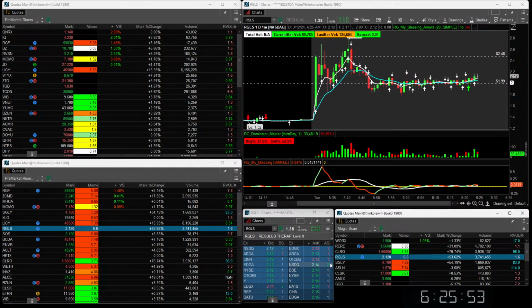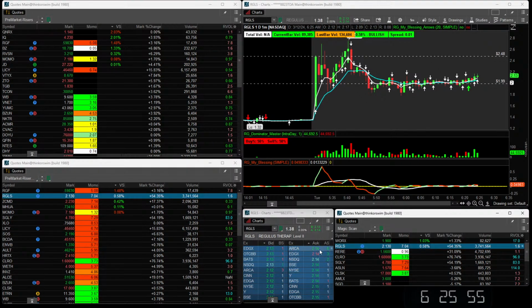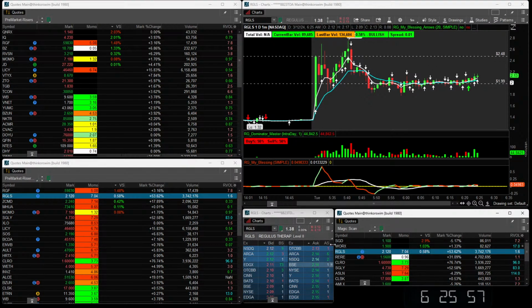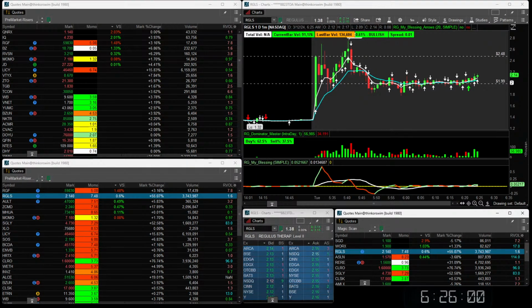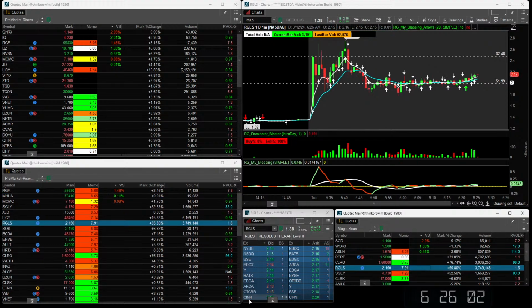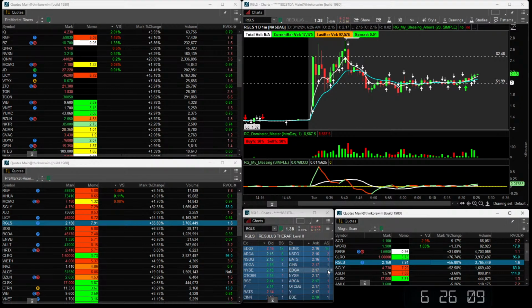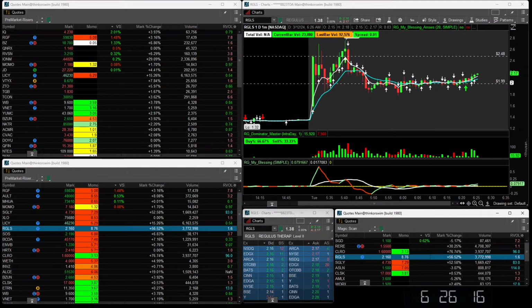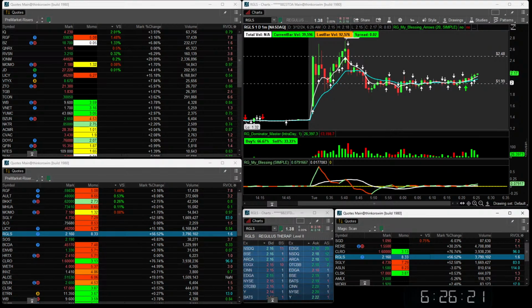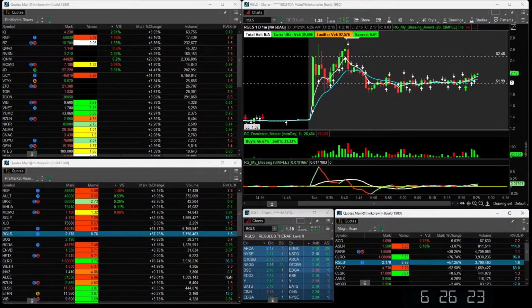Watching level 2 right here on the ask side to see if they're going to bring some larger numbers in and drive it up. And getting a little bit bigger. $2,900, 15, 42. There's some green numbers. Looks like they may push it up a little bit here.